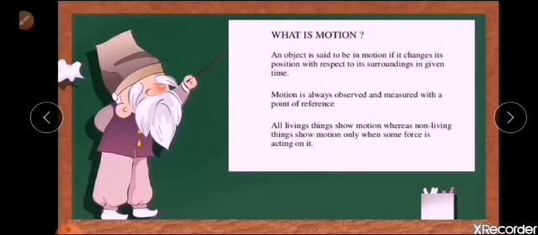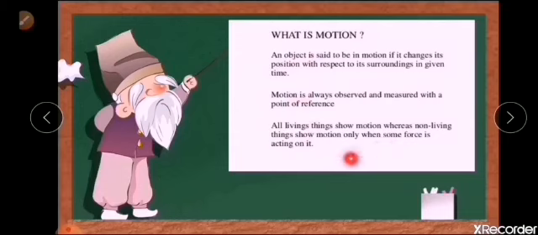Now, we may think only living things are able to move. No, non-living things are also able to move provided we give some external forces to them. Then if they change their position, we can see that they are in motion. For example, when you move a table, if the table is moving, we can say that table is in motion.